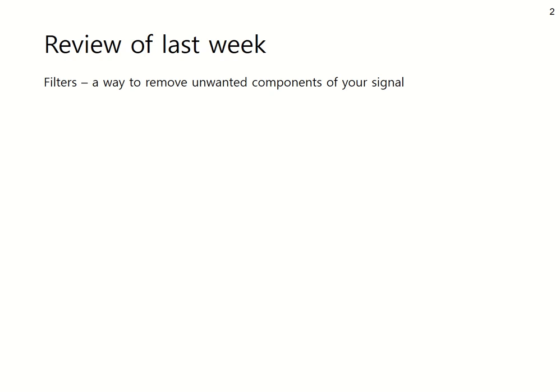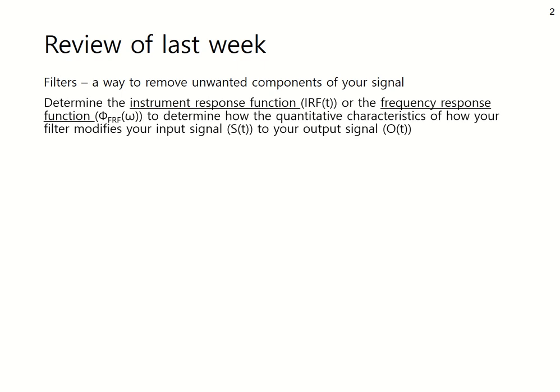So very broadly, remember that filters are a way to remove unwanted components of your signal based on their frequency. That's what we're focusing on here in electronic circuits used as filters. And to understand how your filters are modifying your signal, what we want to figure out is the instrument response function, how our filter is responding in time, which we're calling the IRF, or in the frequency domain, the frequency response function, which we're using this phi omega to represent. So this is a way to quantify how your filter is going to be modifying your input signal, S of t, and modifying it to get your resulting output signal, or O of t.